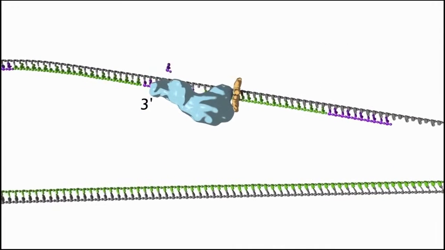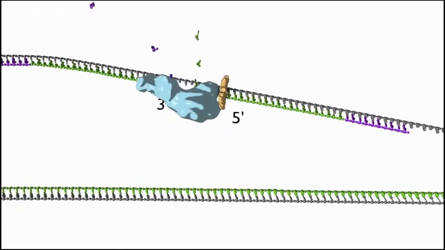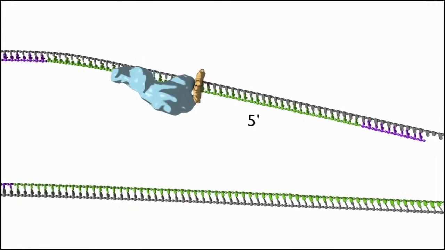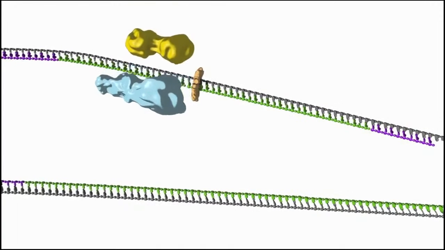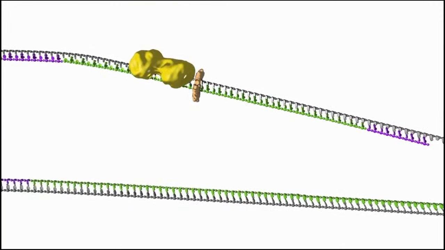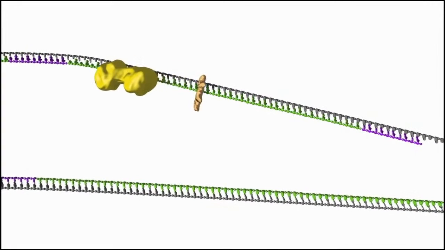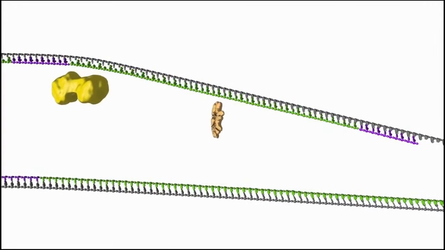This exonuclease then degrades the RNA primer in front of it, synthesizing DNA as it goes. Once the RNA primer is removed, the 2 sections of DNA are joined by DNA ligase. Now the lagging strand has been elongated by 1 more Okazaki fragment.